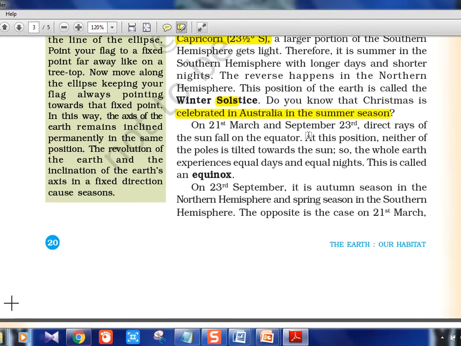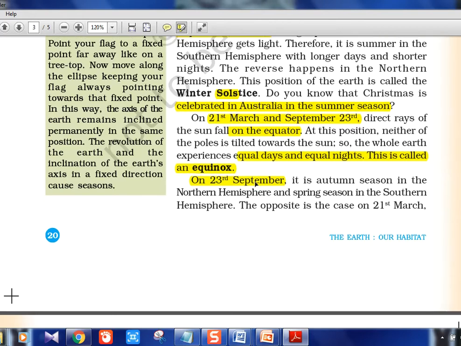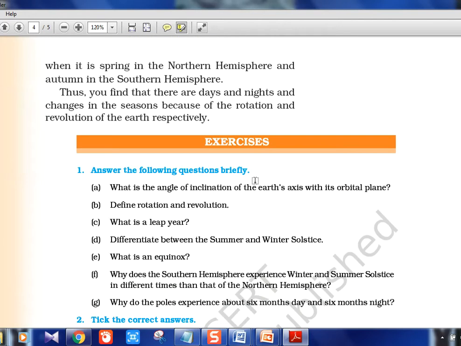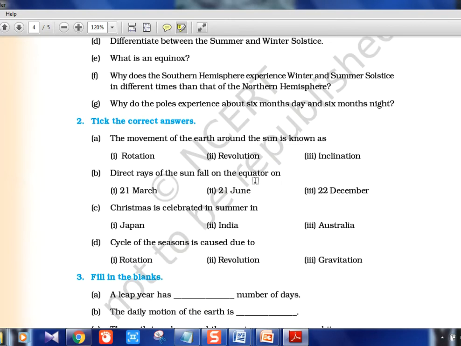21st March and 23rd September, the central images in that picture, the sun directly falls on the equator. Okay, equal days and equal nights, and it is called equinox. Okay, this is the concept. Hope it's clear now. Autumn season, spring season, again I showed you in that picture. So that's all. This chapter has nothing, just rotation, revolution. Okay, simple questions will be there.